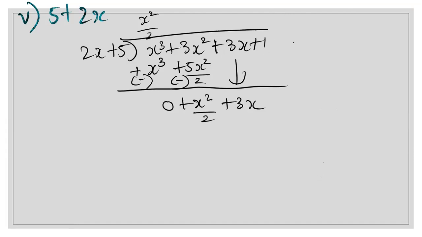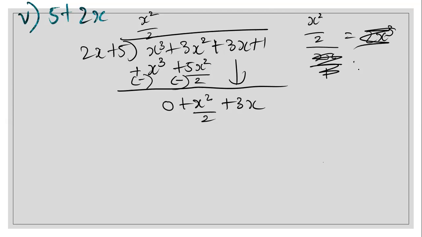Yes. So now next what we're going to do, x square by 2, we are going to basically divide it by 2x, right? Divided by 2x. So this will be nothing but 2x. No, this one will be 2x.